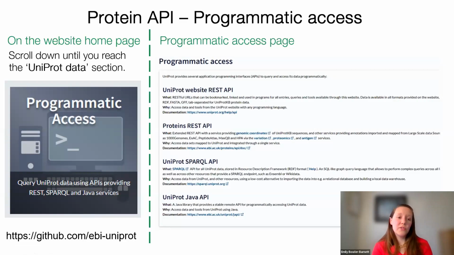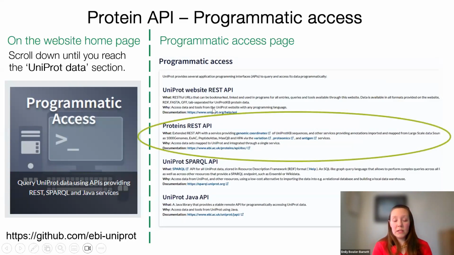But on the home page for now, if you scroll down, you get to a UniProt data section, and you want to click the big grey box saying programmatic access. We also have a GitHub link if anyone's interested there. The programmatic access page will give you a page that looks like this. We have a set of APIs, and they all come with their own documentation.